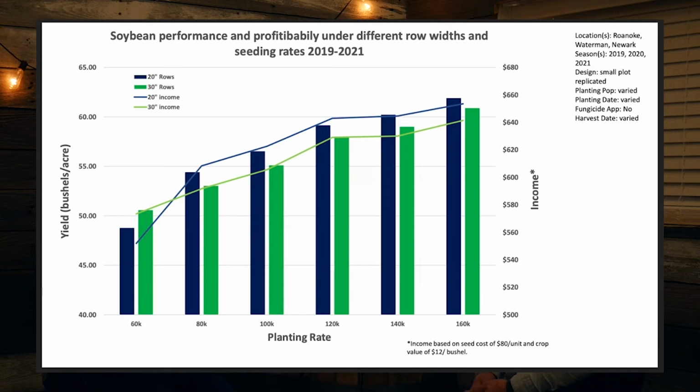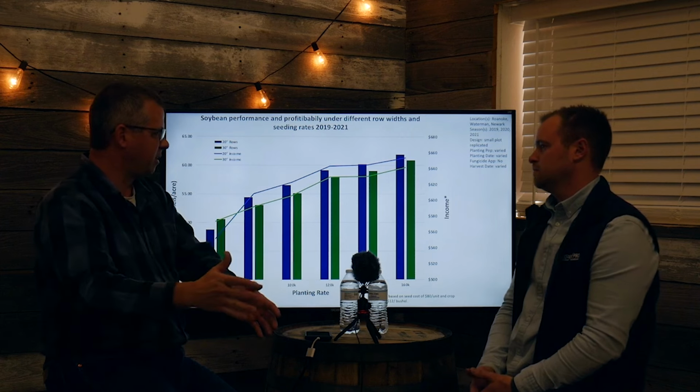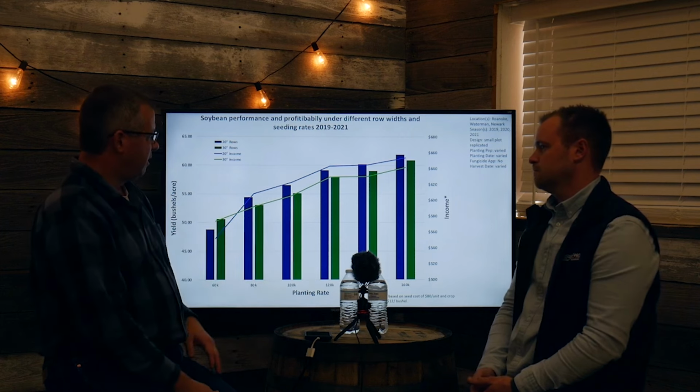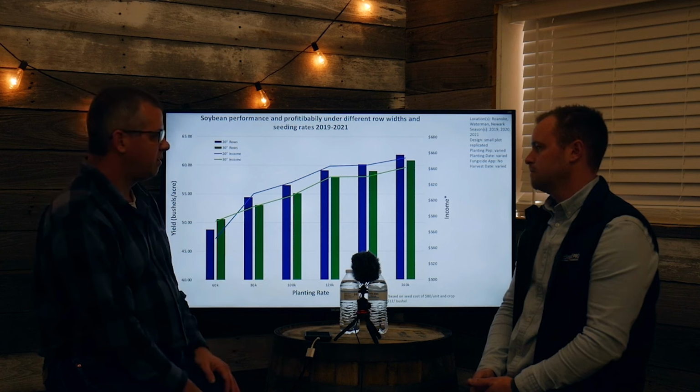So it's not like in a 20-inch row, 160,000 makes sense, and in a 30-inch row, 120,000 is the best, or vice versa. Really, if you can get into 20s, it's kind of a separate conversation. What do you think is your best population? What row width do you think is your best? But you don't necessarily have to be concerned about fine-tuning it based on what system you're going with.